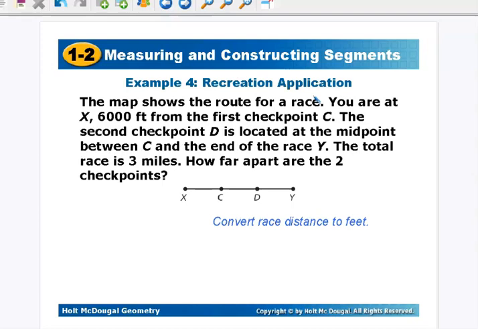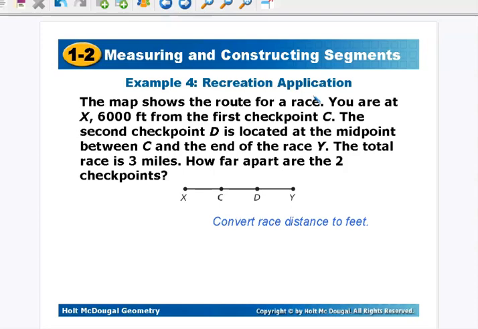Example 4. This is an application problem. The map shows the route for a race. You are at X, which is 6,000 feet from the first checkpoint C. The second checkpoint D is located at the midpoint between C and the end of the race Y. The total race is 3 miles. How far apart are the two checkpoints?